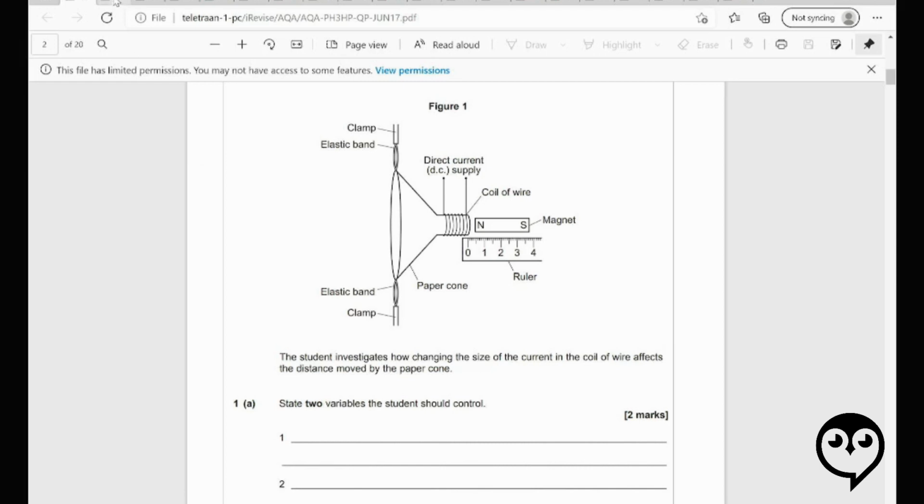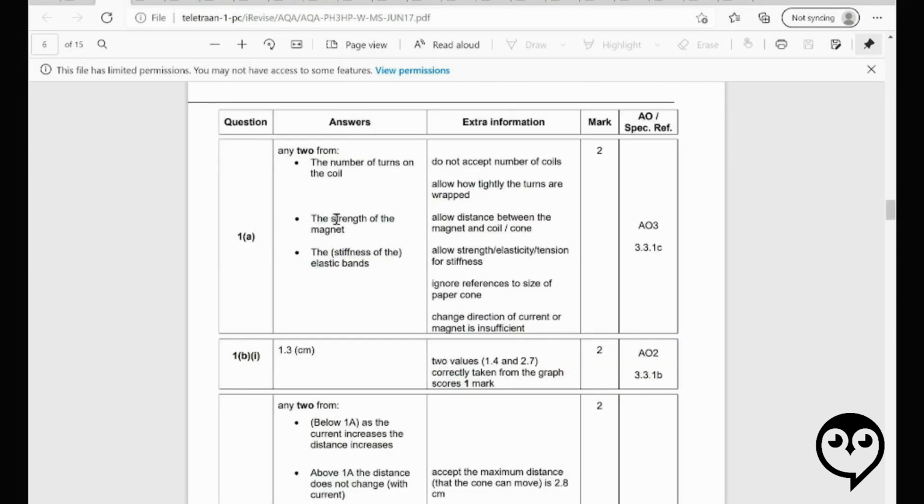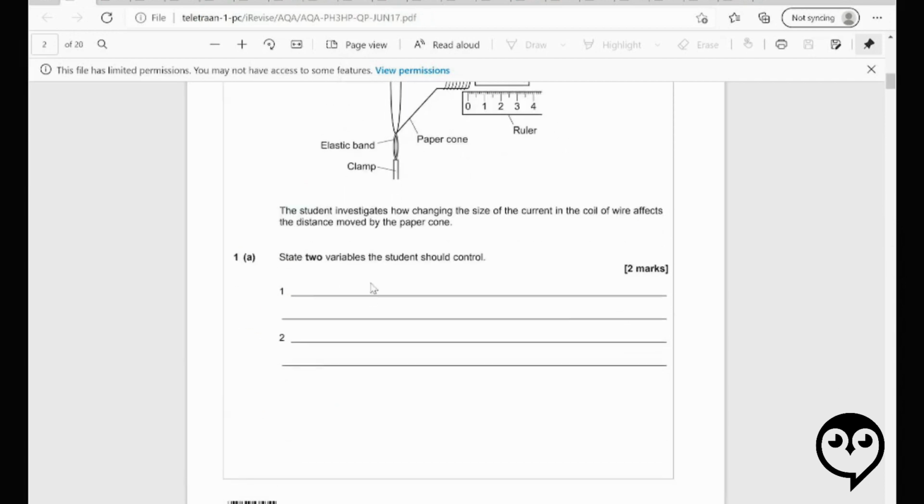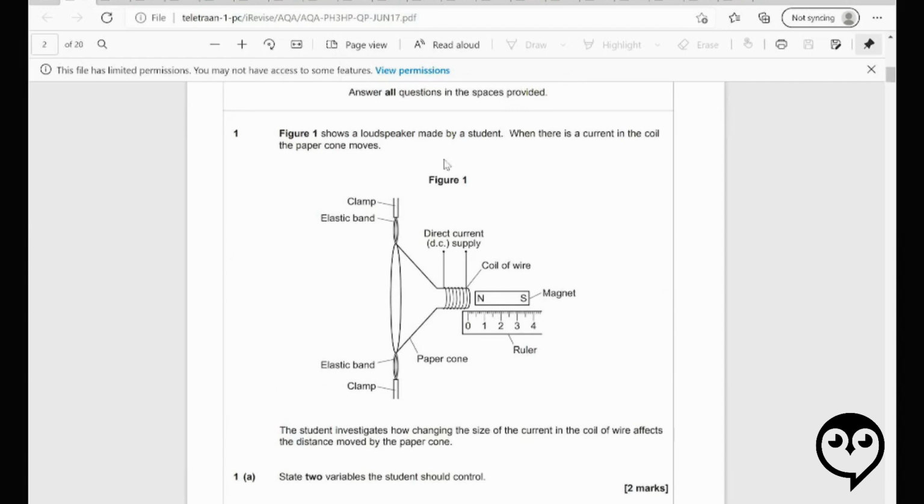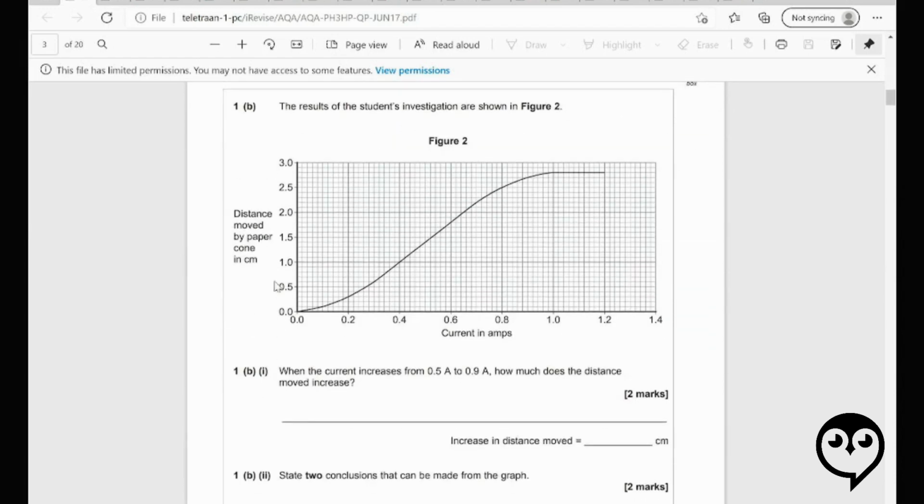Let's see what they're looking for. Okay, so strength of the magnet, allowed distance between magnet and coil. Nothing about the speed. I guess the speed is what they're doing for their different current values. Number of turns in the coil, yeah, that should be constant. And stiffness of the elastic bands. Okay, fine. They don't really explain much about this setup, and so it's a bit... anyway, moving on. Here are the results.